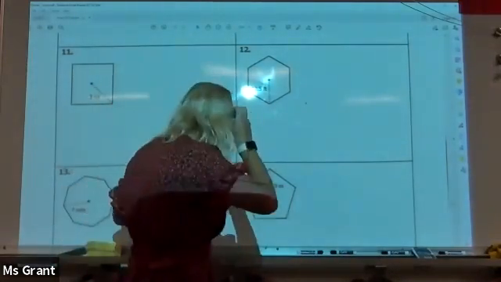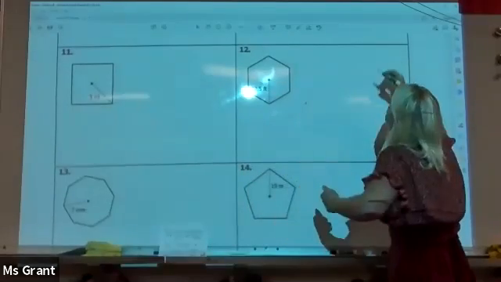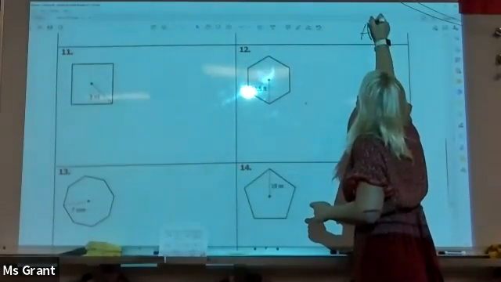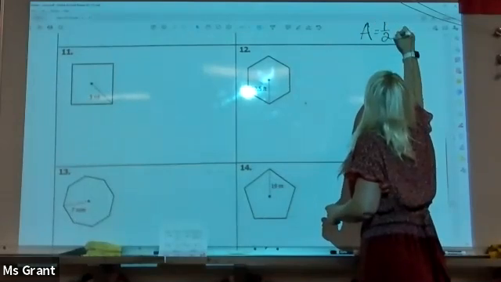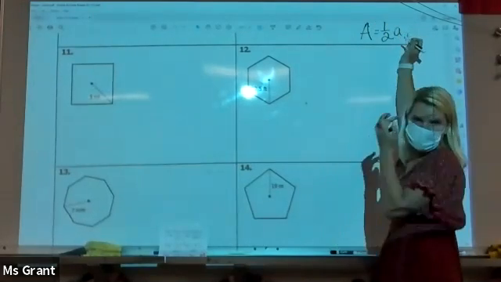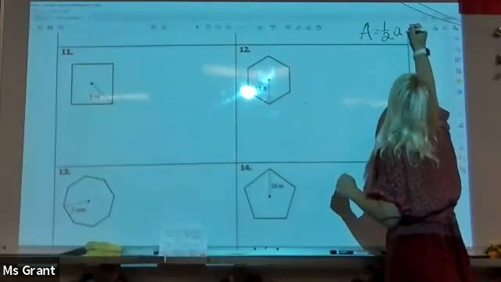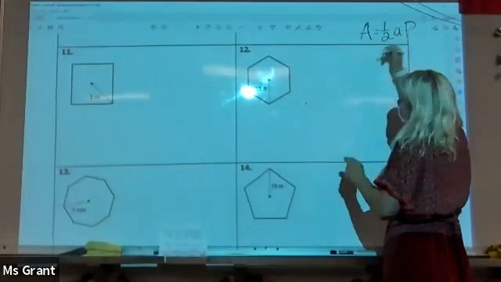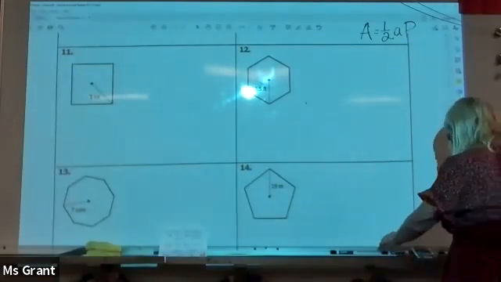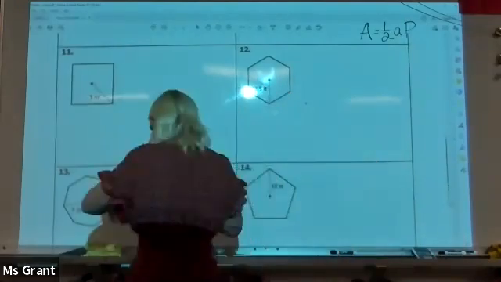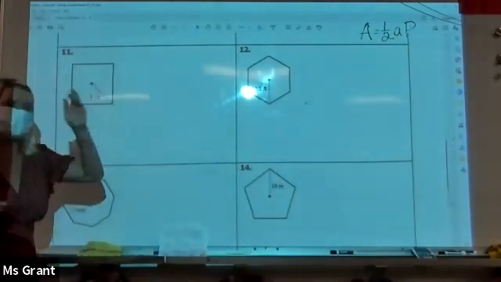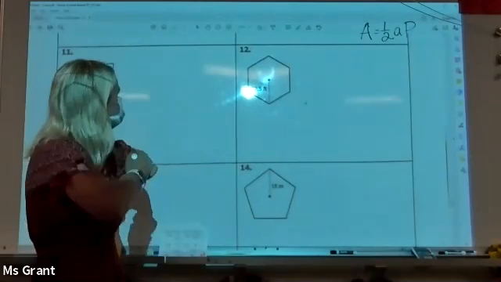We learned the formula yesterday, which is the area of the shape equals 1/2 times the apothem, which is the line that hits the side and makes a 90-degree angle, times the perimeter. Capital P for perimeter. Okay. So we're going to do 11, 12, 13, and 14 for notes today.